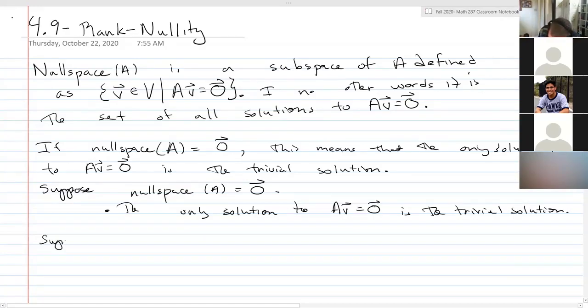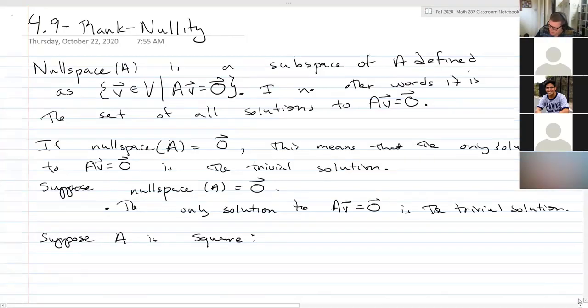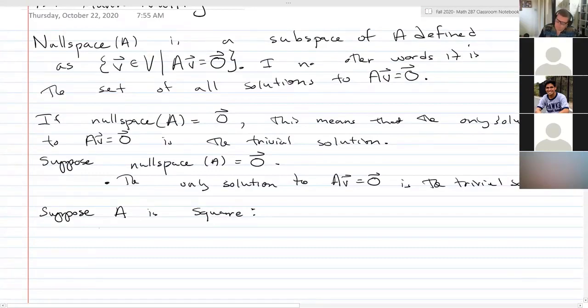Let's add a wrinkle. Suppose A is square. So now we know something about A. A is square, and we now know that Av equals 0 has only the trivial solution. So we added this extra wrinkle. What do we get from that? One, we get that A is invertible. That's the invertible matrix theorem. If A is square and the only solution to Av equals 0 is the trivial solution, then A is invertible. Awesome.